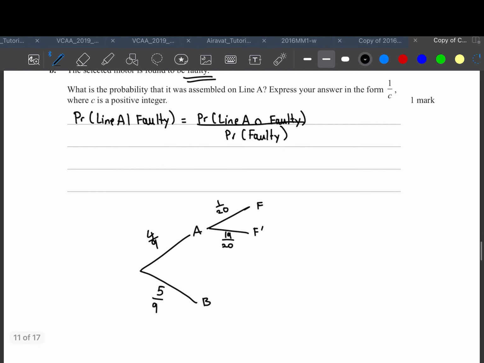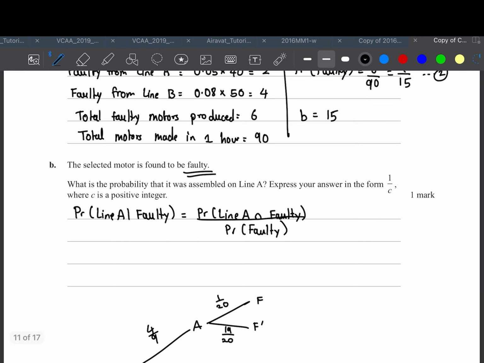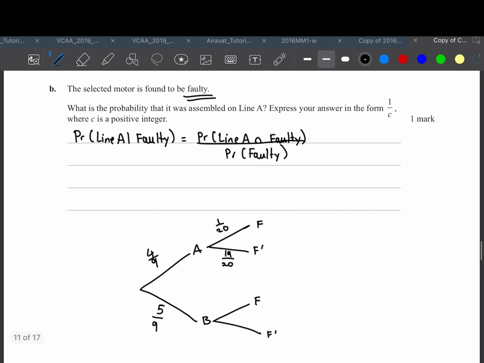Now B, so faulty and not faulty. What is the probability that it is faulty? Well, it's just going to be 4 over 50, so that is going to reduce to 2 on 25. So this is going to be 23 on 25. So now this part over here, intersection of it coming from line A and faulty, is saying that we have to look at this branch over here. So that is basically the main part done and dusted.